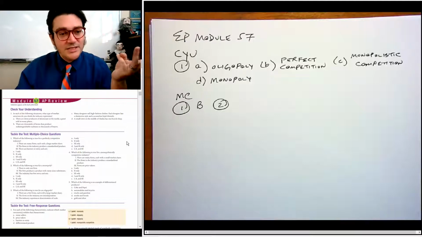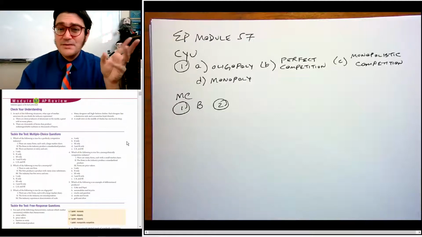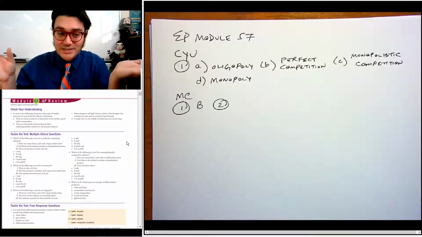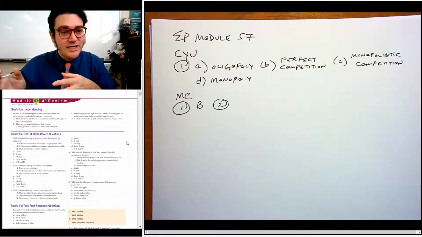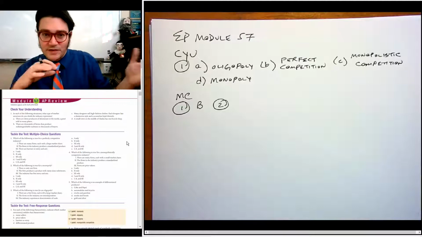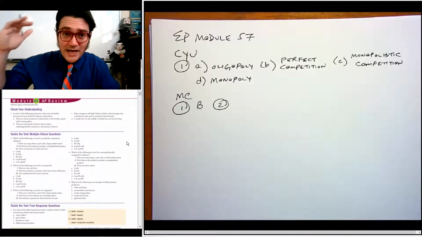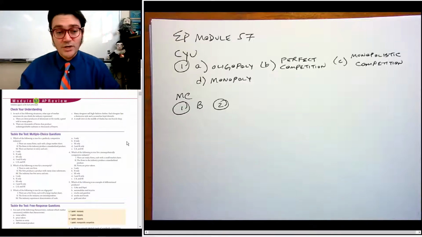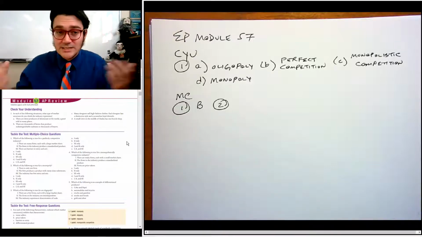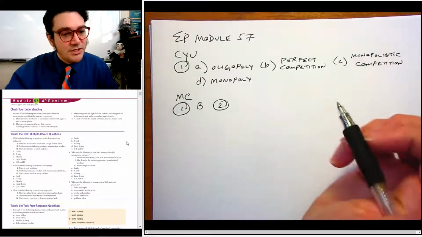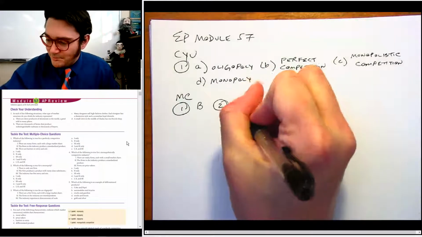Statement 3, the industry has free entry and exit. Free means easy, right? It's no barriers. And that would be true for perfect competition, but it's totally the opposite thing for monopoly. For monopoly, there's really high barriers to starting a new company in a monopoly type industry. That's why it's a monopoly. So the correct answer here is going to be 1 only, A.